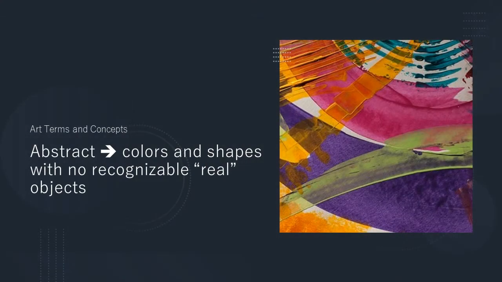Abstract painting, on the other hand, is defined as showing colors or shapes, but no recognizable real objects. The painting here is a pretty good representation of that. There's lots of color, there are some shapes, but no person, no place, no thing that I can recognize as such. So we would describe this as an abstract painting.